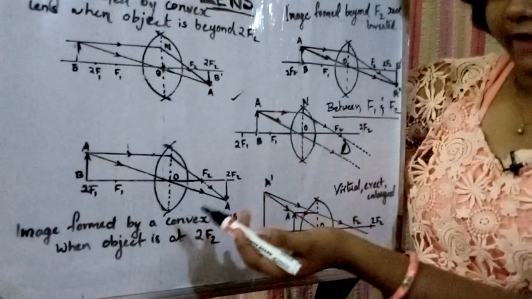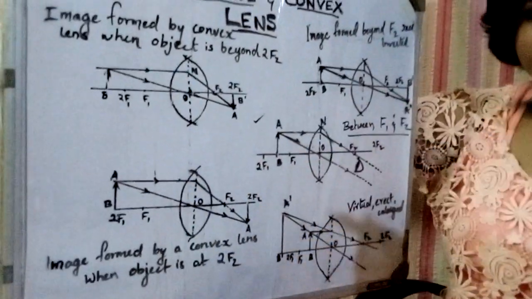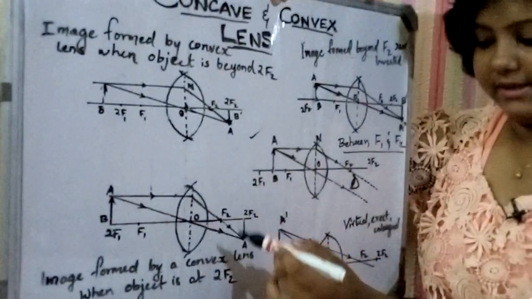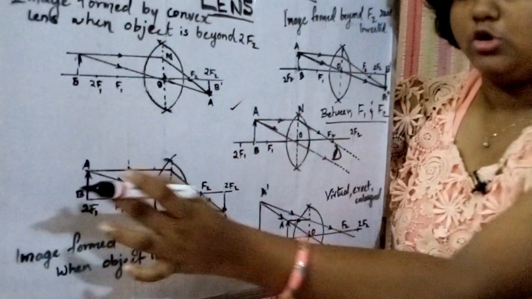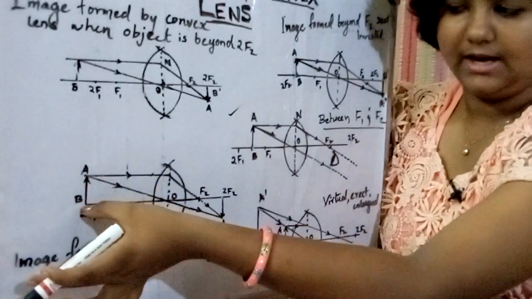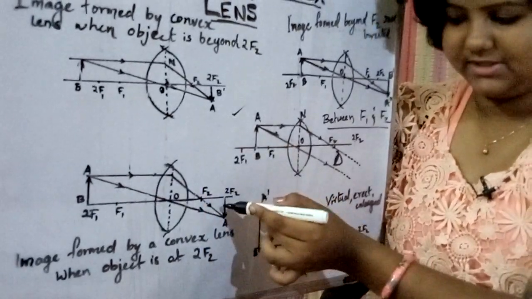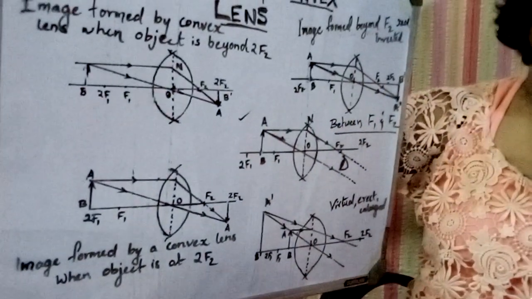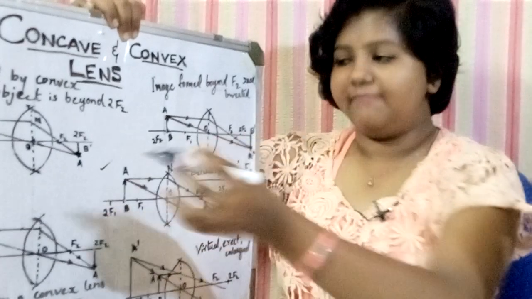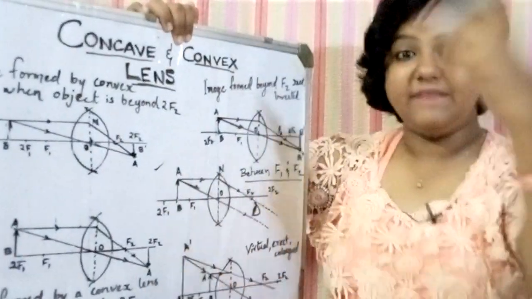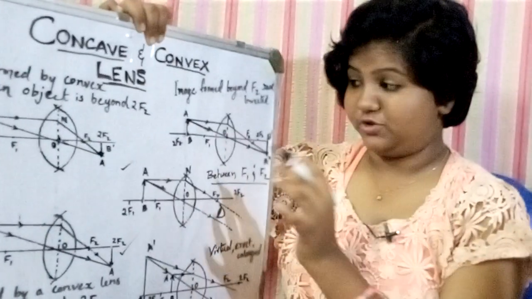Okay, the image formed by the convex lens when the object is at 2F2. That is, the object is kept at 2F1, so the image is formed at 2F2. As I told you before, the same thing: parallel rays come over here, and the image is formed over here. Most of the images formed by a lens are inverted. You can see in this case it's inverted, and in this case it's inverted.